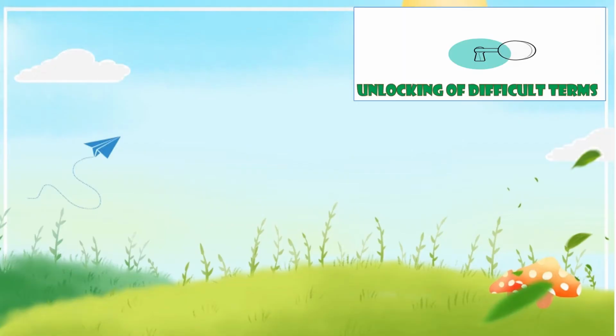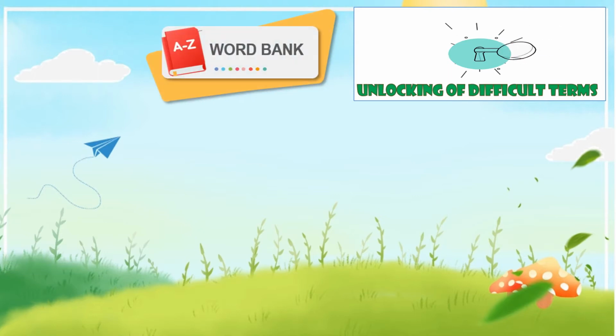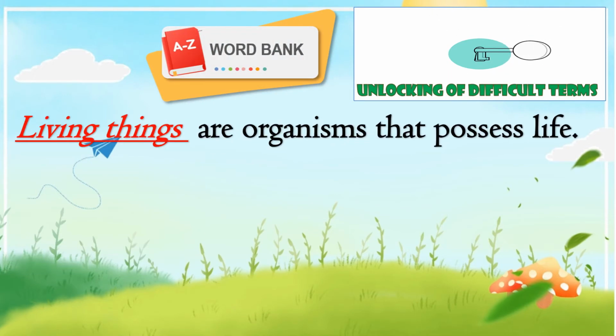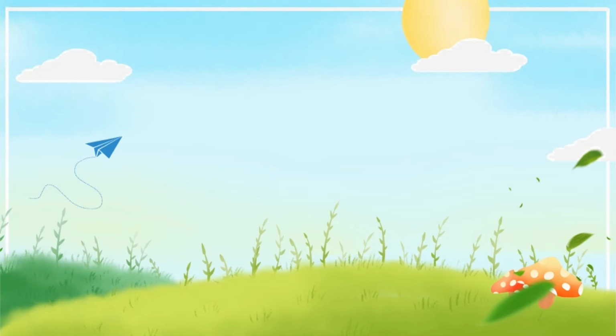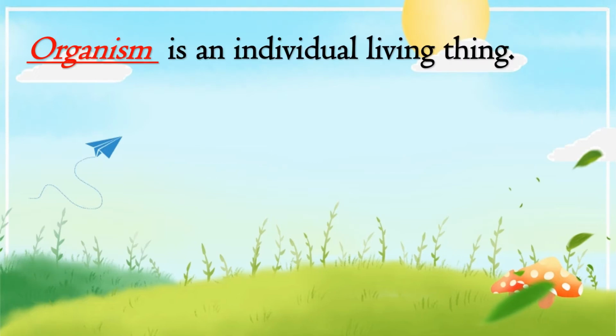We are going to unlock difficult terms in this lesson through the word bank. Living things are organisms that possess life. Non-living things are objects that do not exhibit life. Organism is an individual living thing.